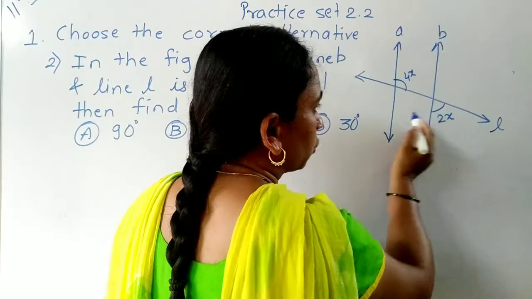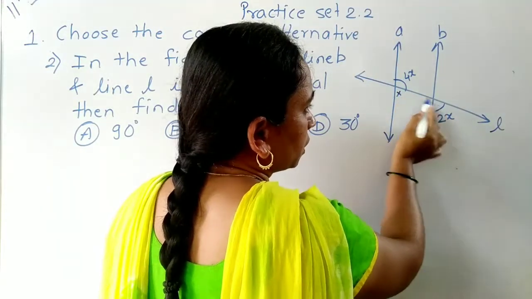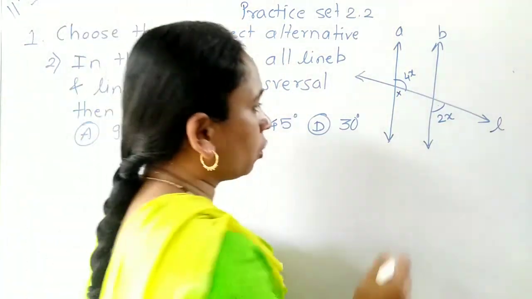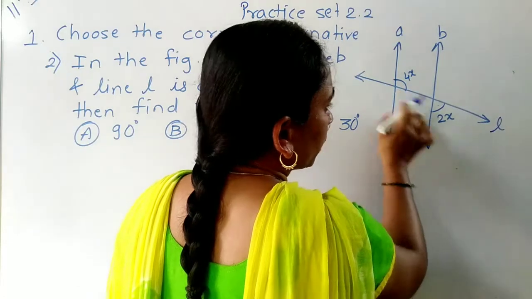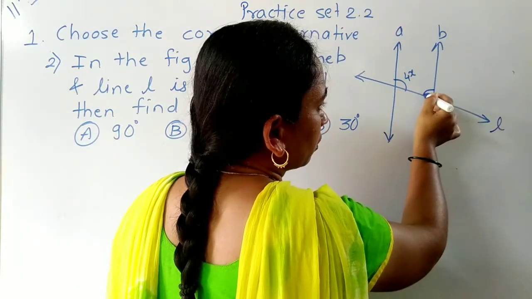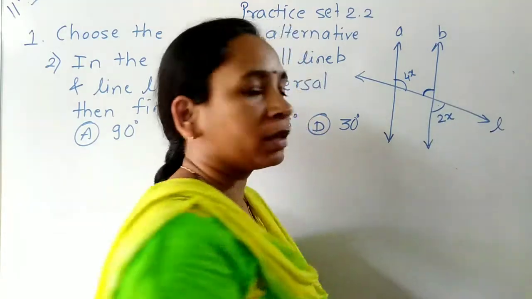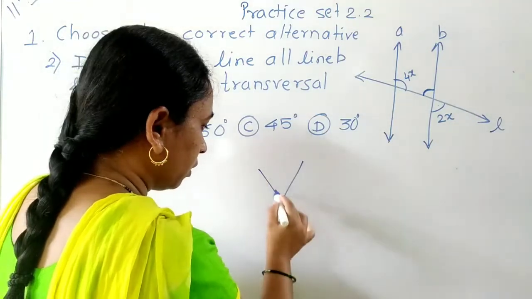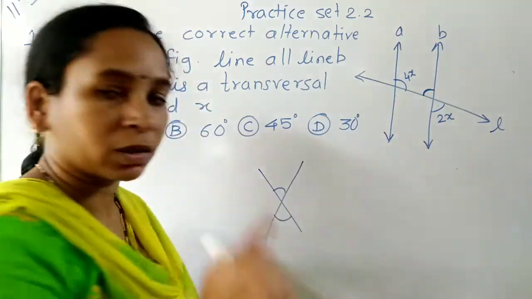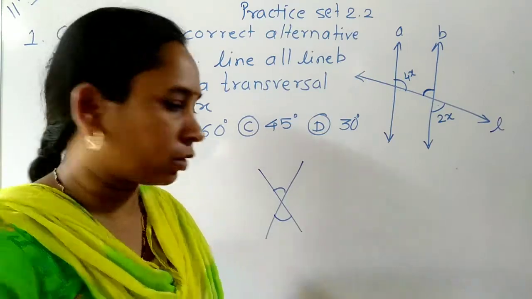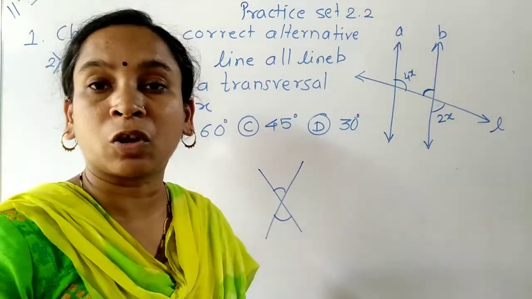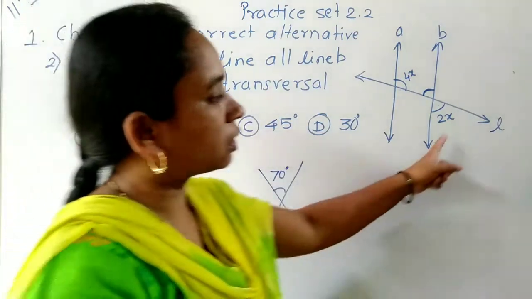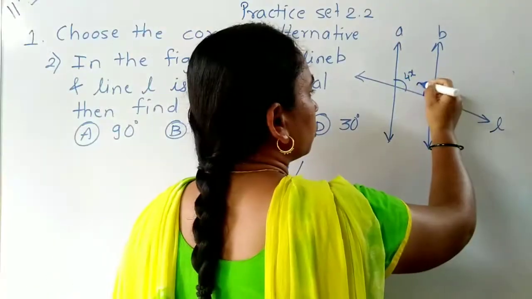Now see here, right now you don't have the relation of 4x and 2x, you won't get the relation. But we know this angle and this angle are opposite angles, vertically opposite angles. Such types of angles we call vertically opposite angles, and the measurements of vertically opposite angles are always equal. If it is 70 degrees, of course this is 70 degrees. Now here it is given 2x, so therefore this is also 2x.